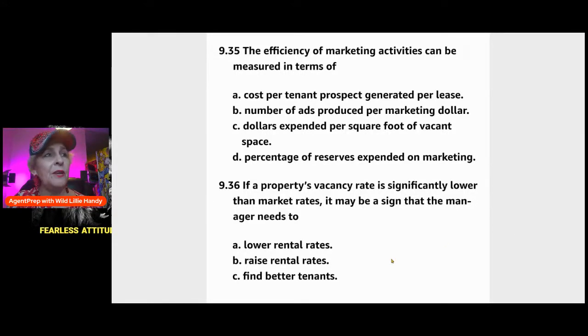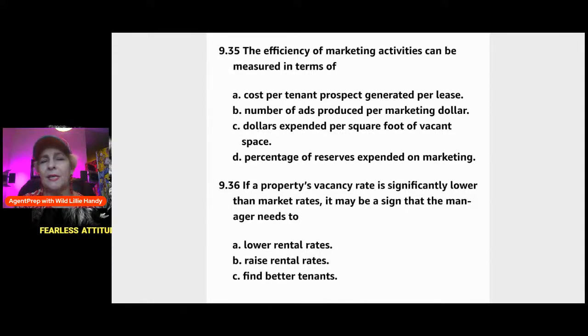Okay, number 35. The efficiency of marketing activities can be measured in terms of what? A, cost per tenant prospect generated per lease. B, number of ads produced per marketing dollar. C, dollars expended per square foot of vacant space. Or D, percentage of reserves expended on marketing.